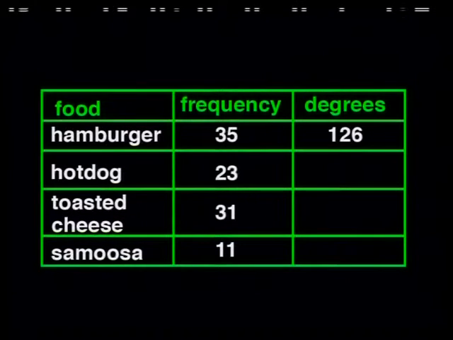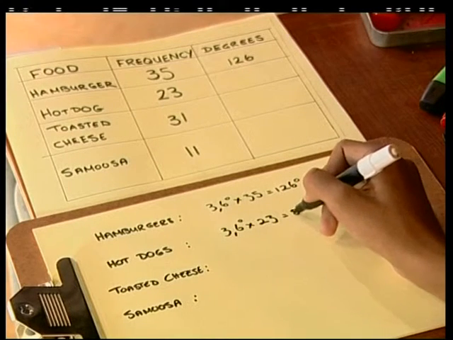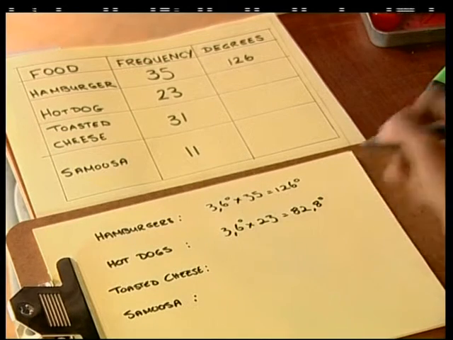I suppose we have to work out the amount of degrees in each of the other sectors as well. That's right. What we'll do is work out the degrees for each sector and put them in a table like this. Now, how many degrees do we need for hot dogs? Well, there are 23 people. So, 23 times 3,6 gives us 82.8.